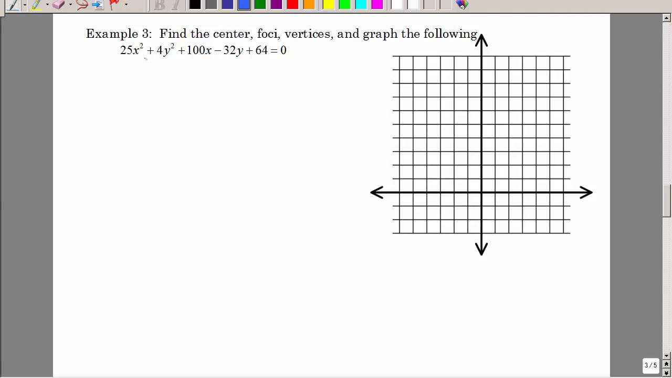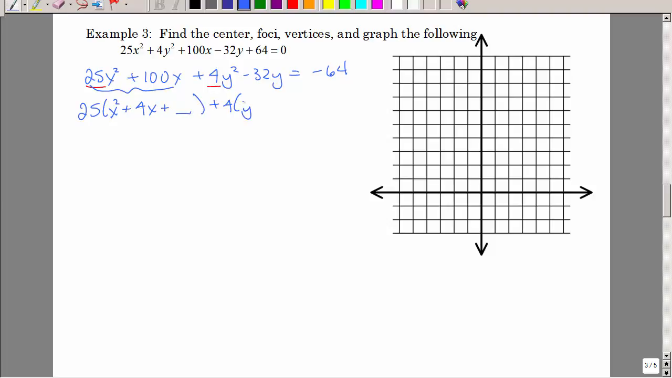Again, not in standard form, so I need to group my x's together, group my y's together, and move everything else to the other side. Can't start completing the square because those values aren't 1. So I need to factor them out of just this part. This gets factored out of there. And now I can complete the square.